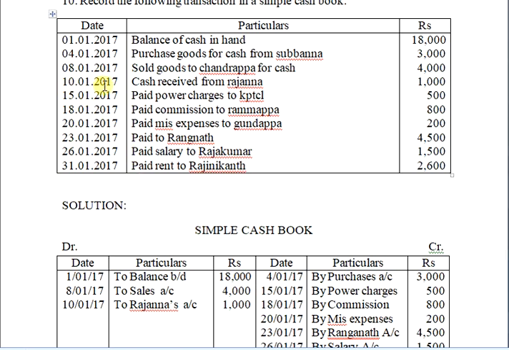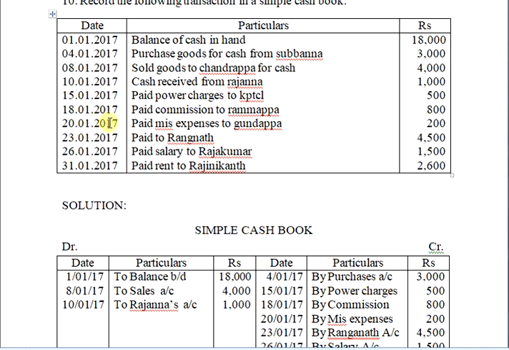Again 10/1/2017, cash received from Rajana, 1,000. When we receive the cash, our cash balance increases. So that should be taken under the debit side. 10/1/2017, 'To Rajana's account', 1,000. Coming to the next date, my dear students, 15/1/2017, paid power charges to KPTCL, 500. When we are paying, our cash balance reduces. It should be taken under the credit side. On 15/1/2017, 'By power charges', 500.